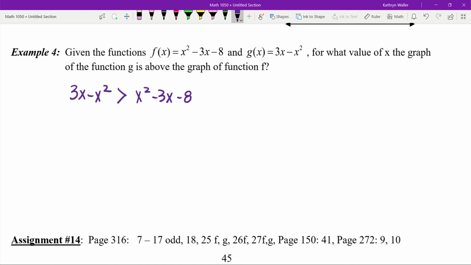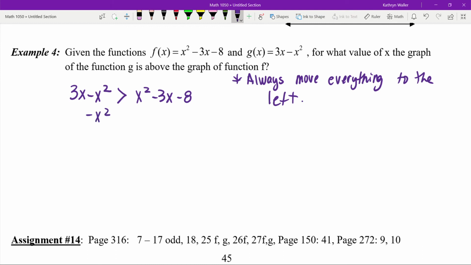Even though you're going to get a negative x squared, I always want you to pull these to the left. Everybody write that down: always move everything to the left. If you move it to the right, it's going to cause you problems, so let's just not. See this x squared? It comes over and becomes a negative. See the 3x? It comes over and becomes a positive. See the negative 8? It comes over and becomes a positive. So now I have a negative 2x to the second, a plus 6x, and a plus 8.